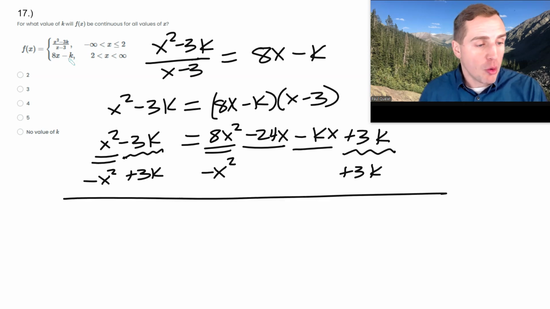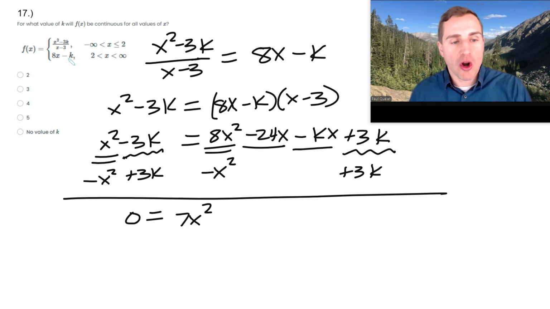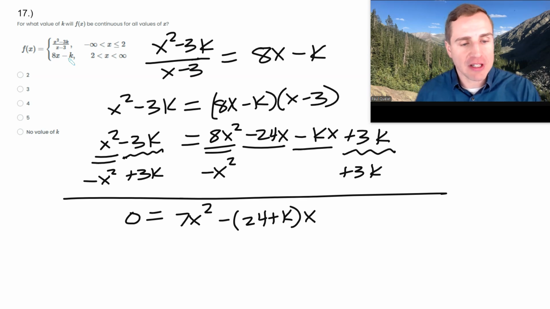Okay, so let's see what we get. We have 0 equals 7x squared. And then how about these x terms? So it's negative 24x minus kx. They both have a negative. Let's factor that out: 24 plus k. And then they both have an x. Let's factor out the x to the right-hand side. Now notice that shows us what the coefficient looks like on this x term. And then 3k plus 3k is plus 6k.